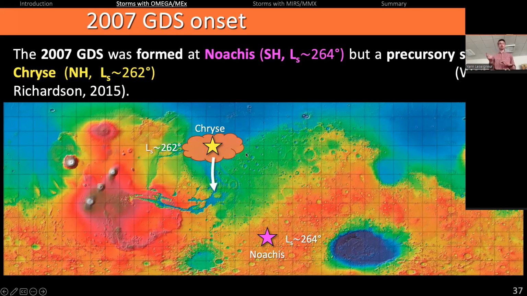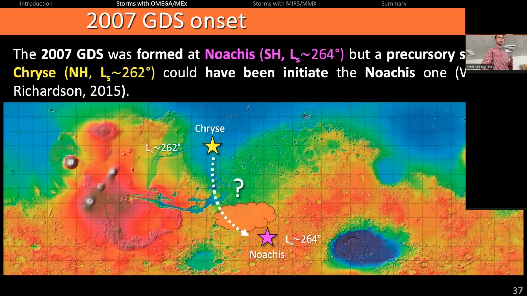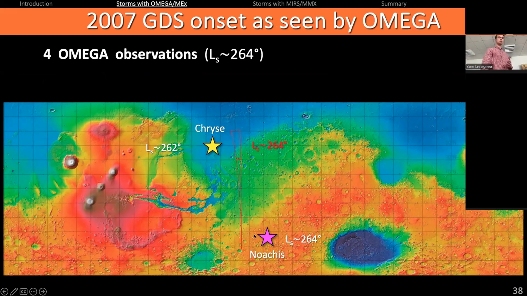the last global dust storm in 2018. So it's really interesting because these Chryse storms actually go towards the equator and stop close to the Noachis dust storms. So actually, we do not know if the Chryse dust storms initiate the Noachis dust storms. So it's really interesting to study this. And with OMEGA, we have 4 observations during Ls 264 between Chryse and Noachis sites.